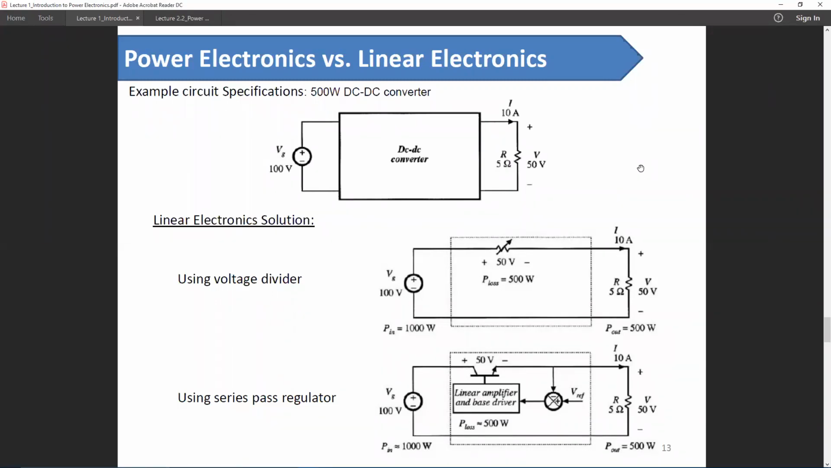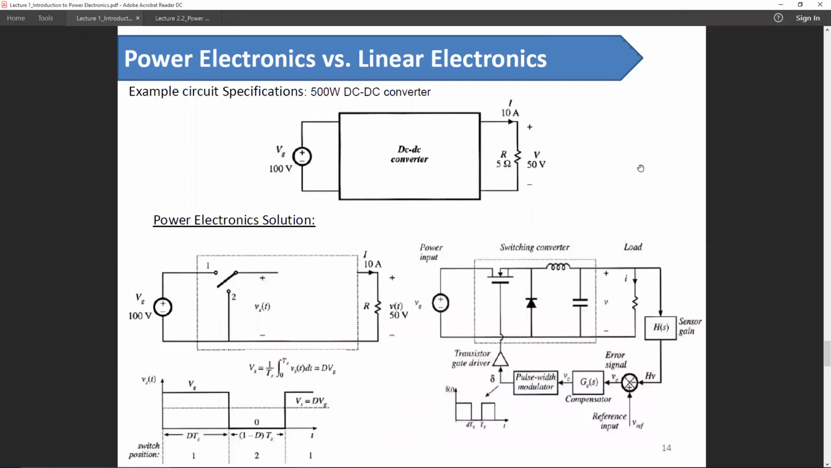But if we use power electronics as a voltage divider, this is basically an on-off switch. If we concentrate on the duty cycle diagram, half of the time the circuit is turned off. So there can't be any power loss during this time. So you can say this type of system is very energy efficient.